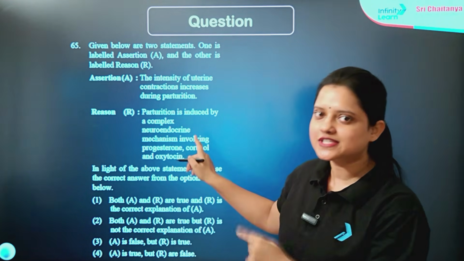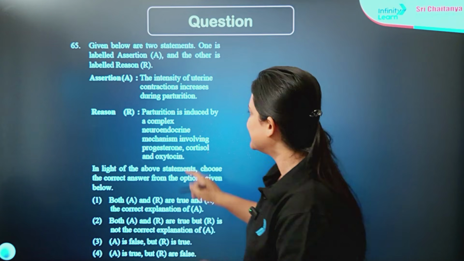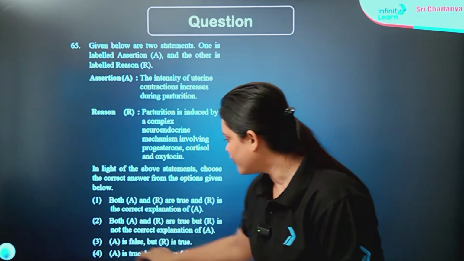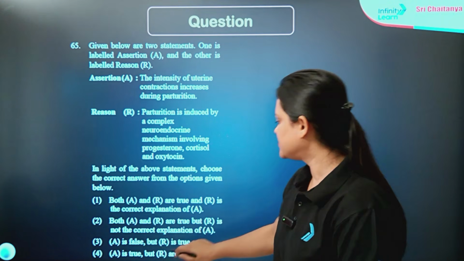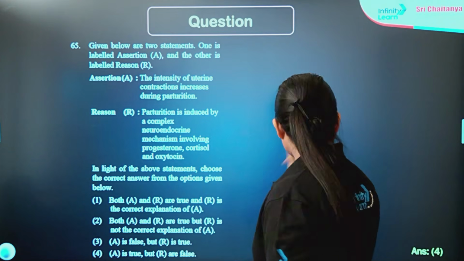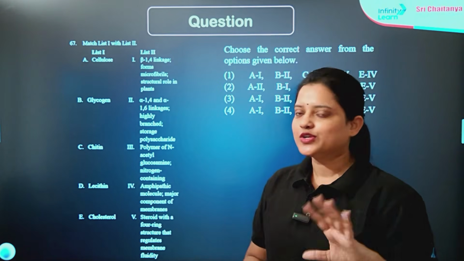Be careful with this question, you might make a mistake, right? So correct answer for this question will be C. Sorry, 4. A is true, but reason is false. So answer is 4. Okay. Let's move on to our next question.